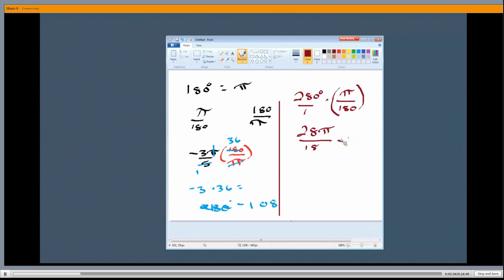And then we're just going to reduce that. Let's say 4 goes into, nope, not 4. How about 2 goes into both of those? So that would be 14 pi, and 2 goes into 18 9 times. And 14 is not divisible by 3. So 14 pi over 9 is the same as 280 degrees. So that's what's going to happen when you're converting back and forth. That's not too terrible. What else do we need to do here?